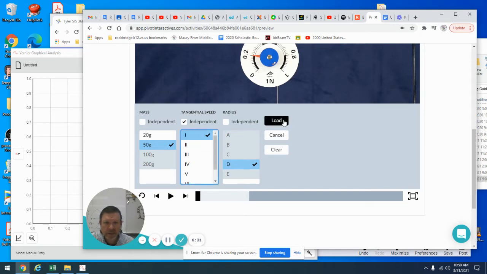Oh, that's why it's not clicking load. That's the problem I had. I had not chosen one of these yet. Okay, so that should be good. And now I want to do all of these speeds.